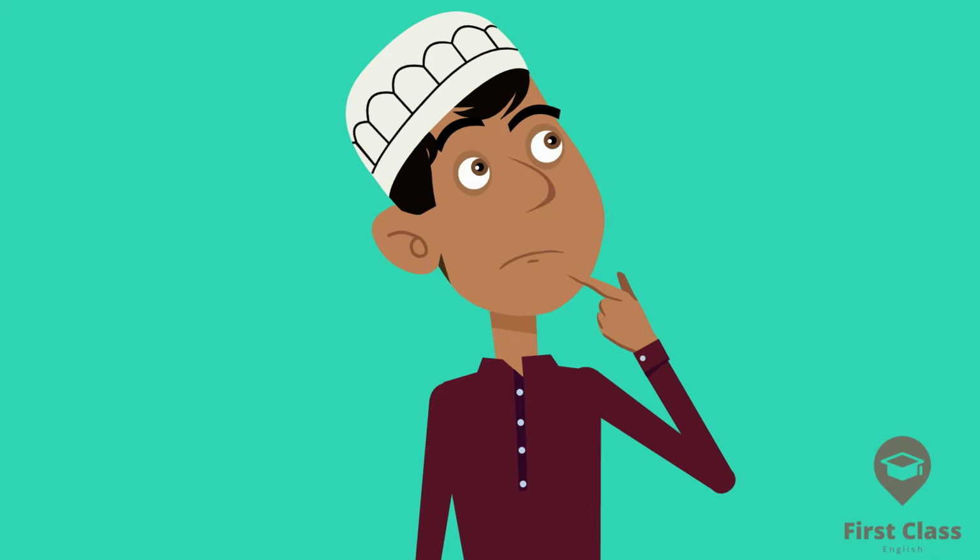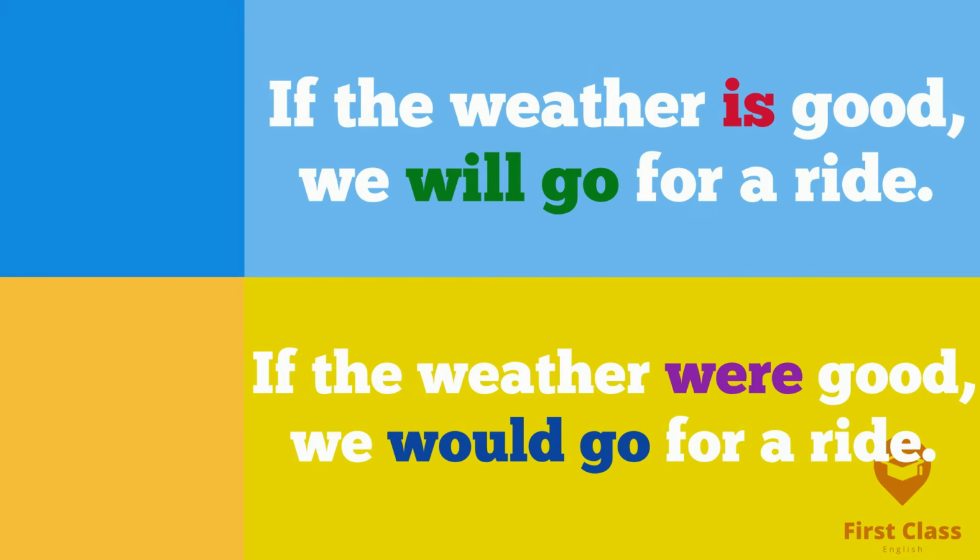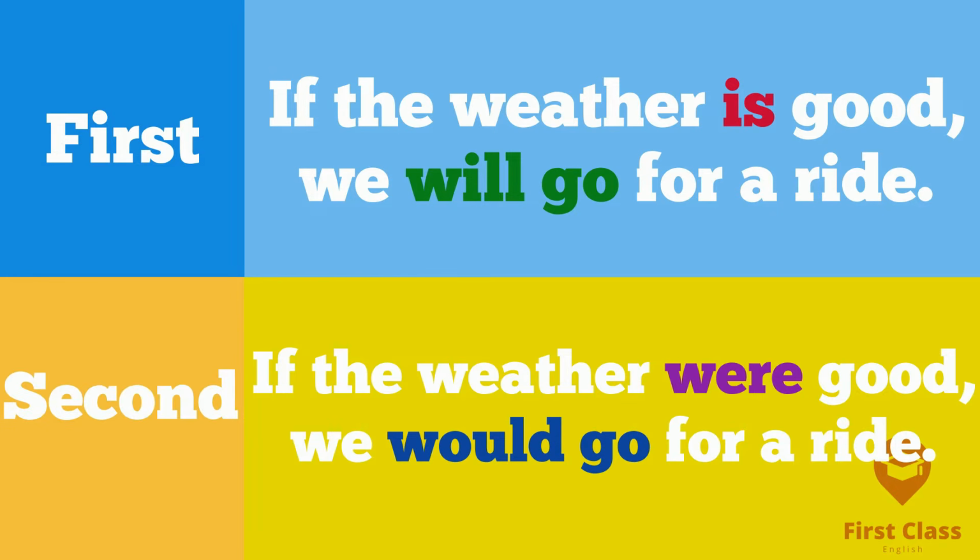But wait a minute, doesn't this seem similar to the first conditional? Let's see how these two types of sentences compare. Look at these two statements. In the first, we have the present simple and future simple. This is the first conditional. However, in the second conditional, we use the past simple and would with its base verb.